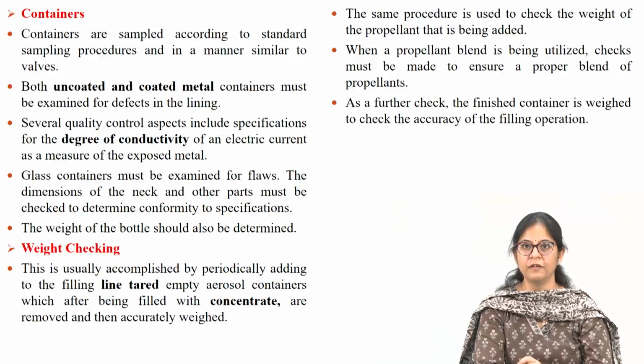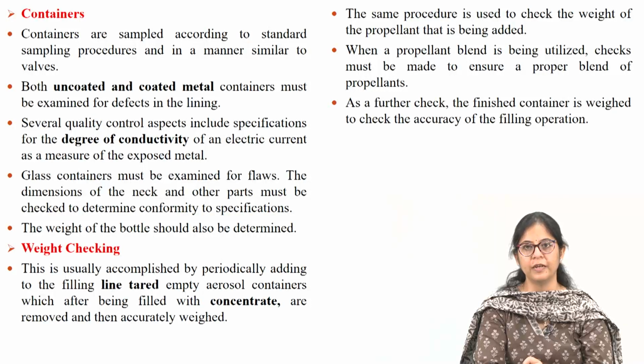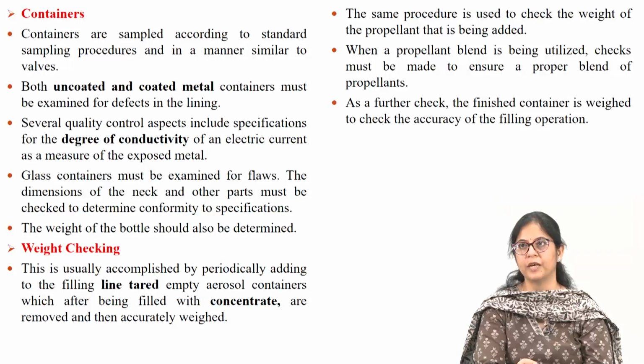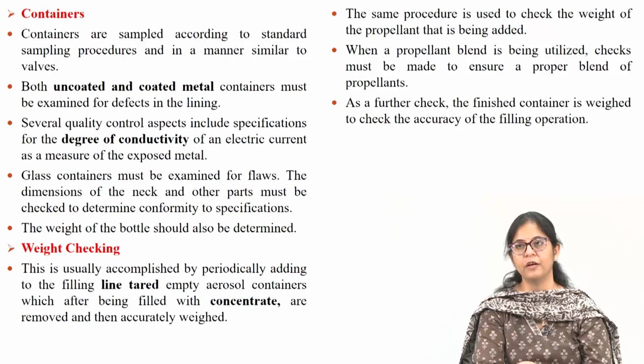The weight checking is usually accomplished by periodically adding to the filling line tared empty aerosol containers, which after being filled with concentrate are removed and then accurately weighed. The same procedure is used to check the weight of the propellant that is being added. When a propellant blend is being utilized, checks must be made to ensure a proper blend of the propellants. As a further check, the finished container is weighed to check the accuracy of the filling operation.